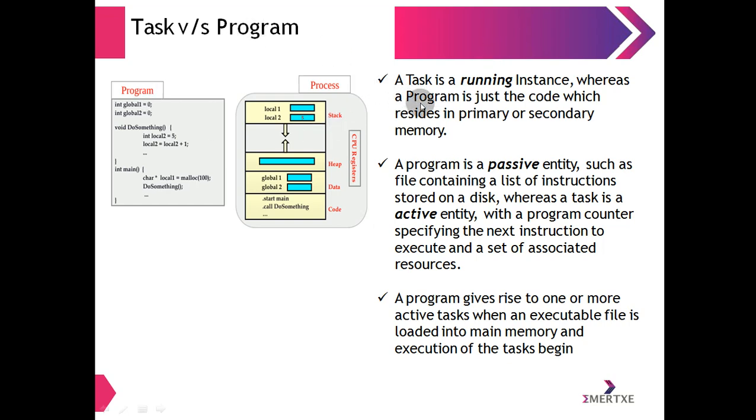So what we have here is that a task is a running instance, whereas a program is just the code which resides in primary or secondary memory. This program will probably reside in secondary or primary memory, and it will be activated when it has been fetched. After fetching a program, it will be decoded, the instructions will be executed according to the program, and the data will also be fetched for this specific program. But a task is a running instance, whereas a program is just code, and a program is a passive entity because we need to initiate that program.